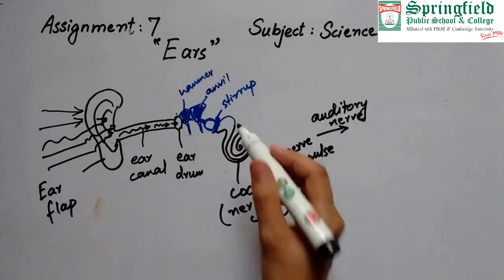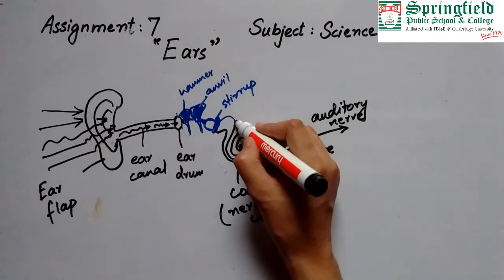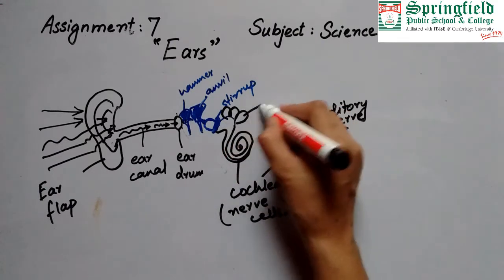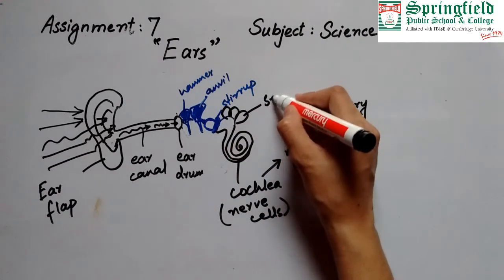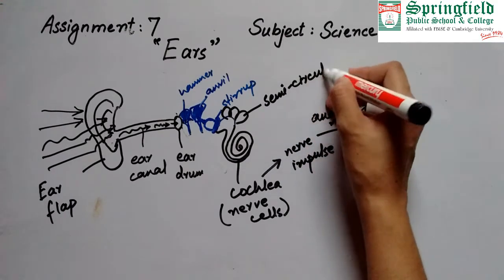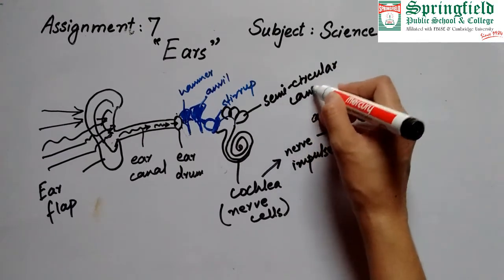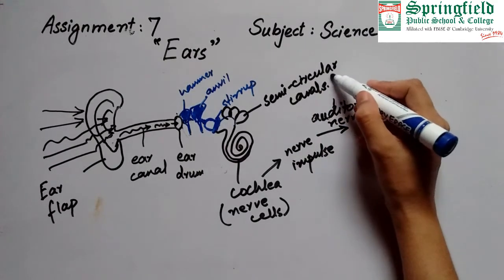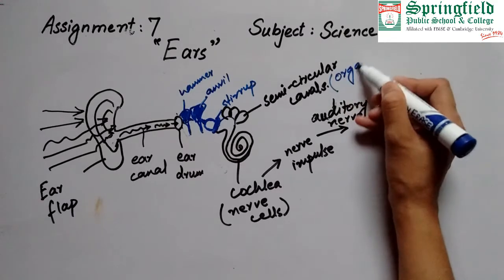Beside this, in the ear, there are 3 semicircular canals which are at right angles to each other. Semicircular canals are the organs for balance.